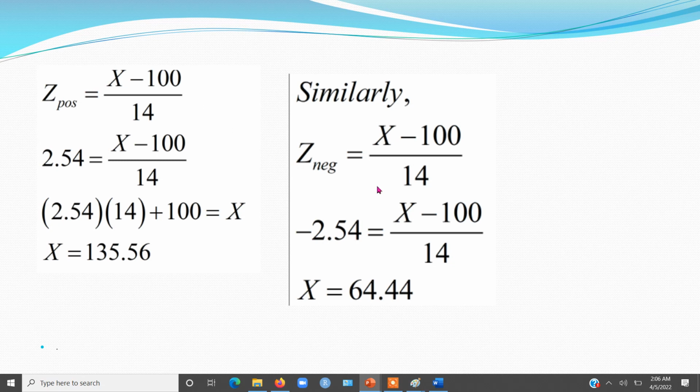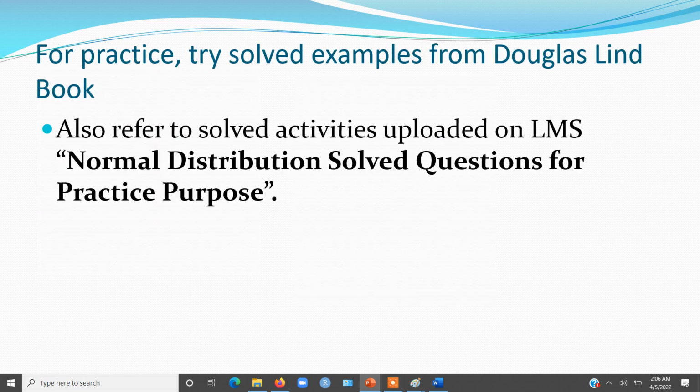The remaining z-score formula is the same: observed value minus mean over standard deviation. So you can compute the two x values simply. So you can see that the lower range, or the a value, is 64, whereas the b value is 135 roughly. So this was another word problem where we made use of the inverse use of the z table.